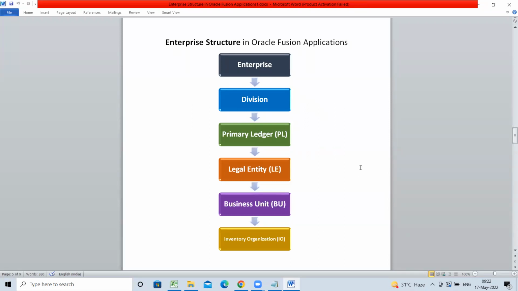Division is not under primary ledger. Legal entity is not above primary ledger, and primary ledger is not under legal entity. This is fixed. Under enterprise, you have division; under division, primary ledger; under primary ledger, legal entity; under legal entity, you have business unit; under business unit, you have inventory organization. This is fixed. This is how Oracle is offering the solution. You should remember the same. We should not make our own hierarchy from these enterprise structure units. Just remember it; when we are doing the system, you can understand how this is established.